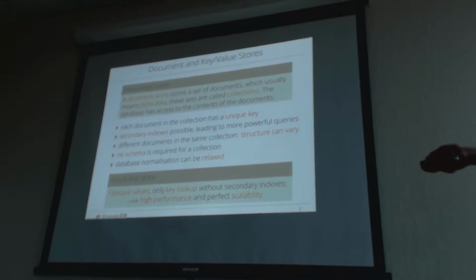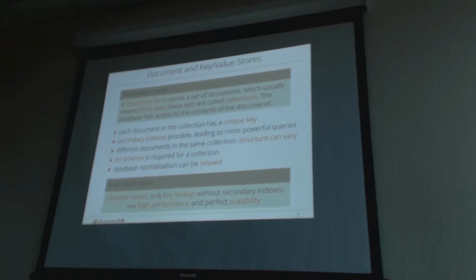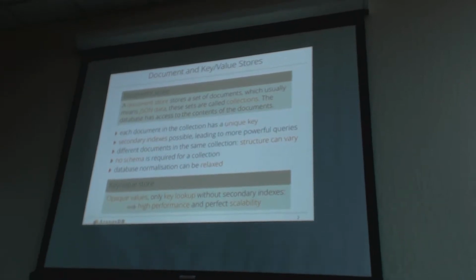But what you get in comparison to other data models is a very, very high performance. It's essentially a hash table just on disk. And you get perfect scalability. You can scale out as you wish, because the query operations are relatively simple. So here you go. Document stores and key value stores are related, but not quite the same.